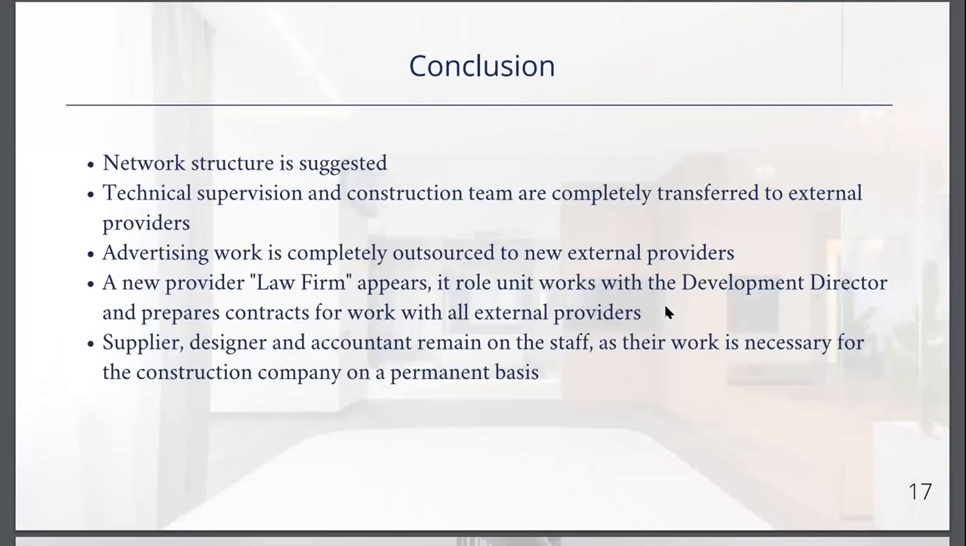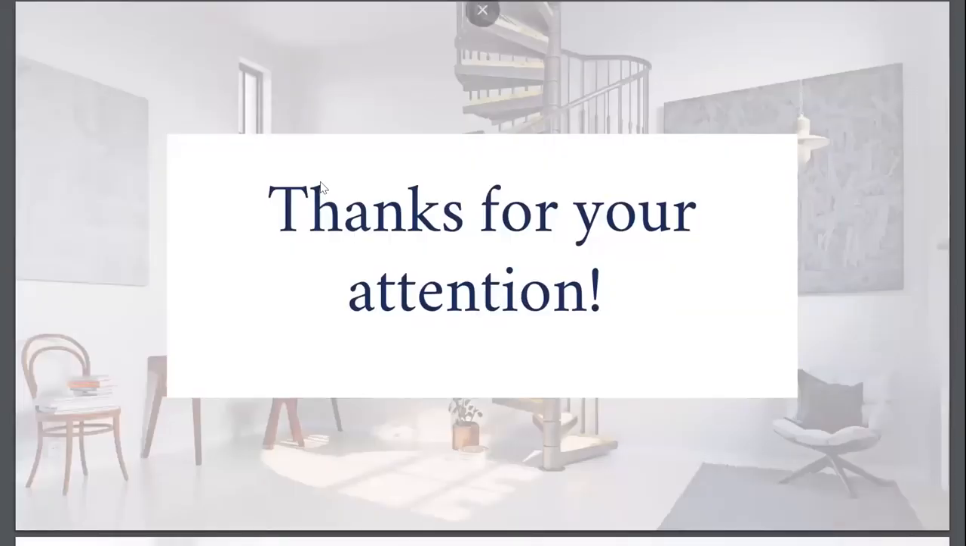To sum up, during this work we have learned about the construction business. We analyzed a company and we suggest to use a network structure. What changed? Technical supervision and construction team are fully transferred to external providers, and advertising processes are also fully provided to a new provider. They need a new provider, a law firm, and it will connect with the development director. We keep the roles of supplier, designer, accountant, and directors, because we need their work in a whole year. So thanks for your attention.